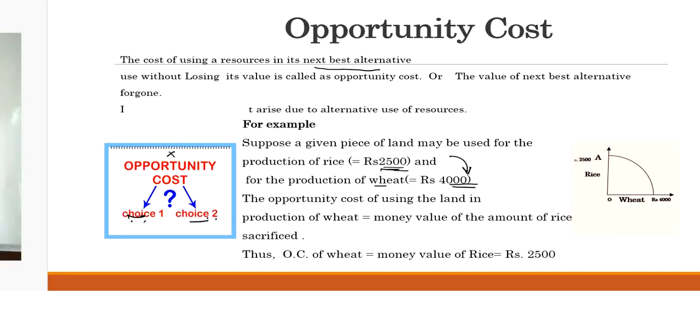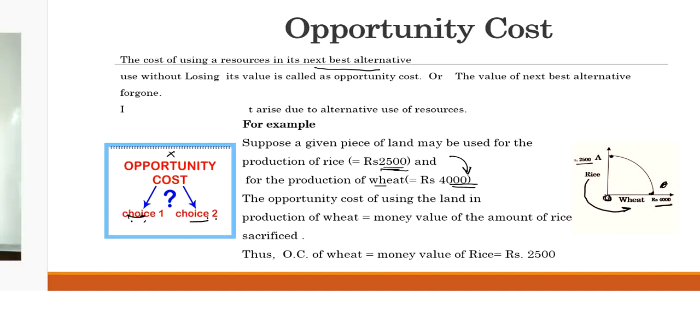You can see it in the PPC. At point A, you are producing rice and you are getting 2,500. From wheat, you are getting zero output because all resources you have allotted to the production of rice. But as per the updating of your knowledge, you shift your production from rice to wheat. Entire resources will be shifted from the production of rice to wheat, and the production of wheat will be maximum at combination B, and you will get 4,000.